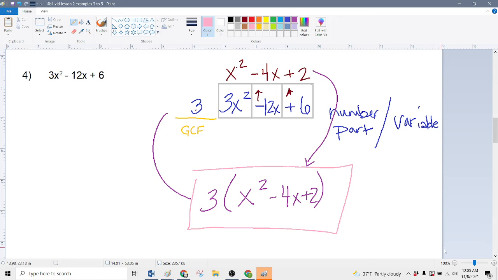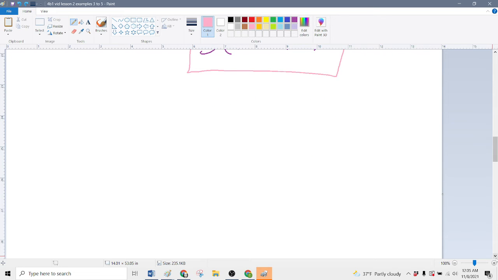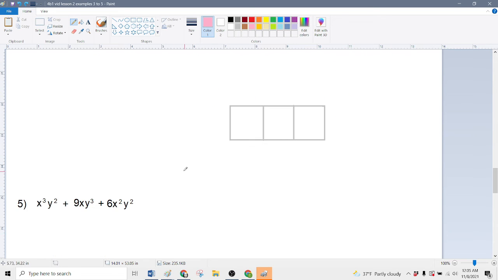When we factor out the GCF, okay, our GCF, right, it's always going to go out there in front. Don't forget that. All right, last example on this part.